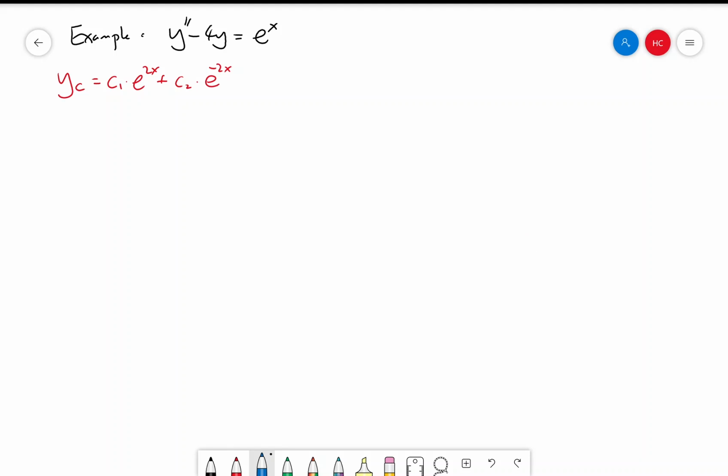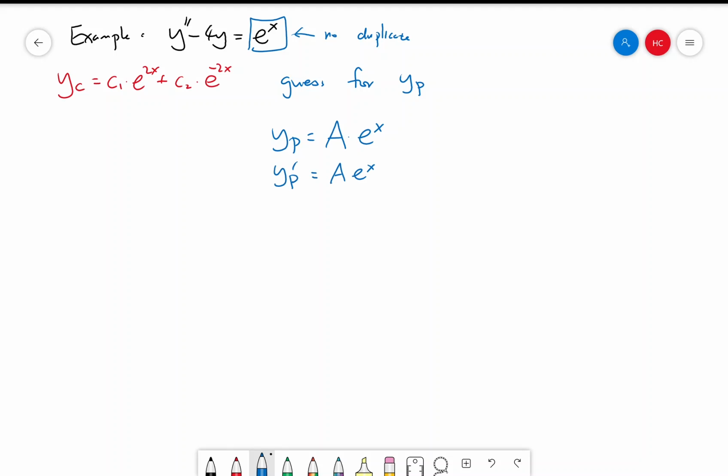So we want to make our guess for the particular solution. So the right hand side is e to the x, which does not appear in the complementary solution. So there's no duplicate here. So we can safely guess yp equals a times e to the x. So the derivative is literally the same. The second derivative is still literally the same. So plug it in.